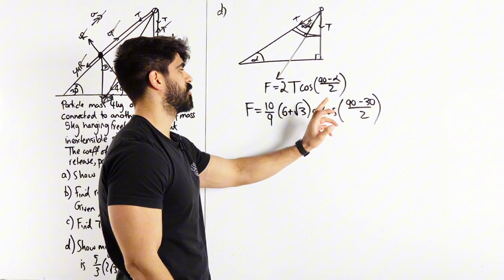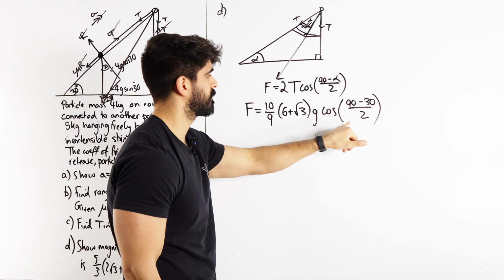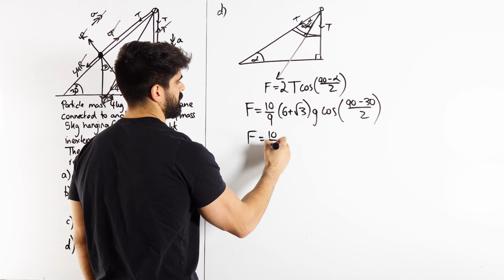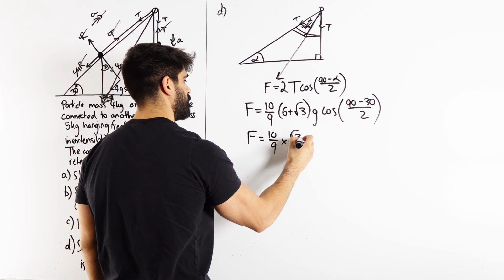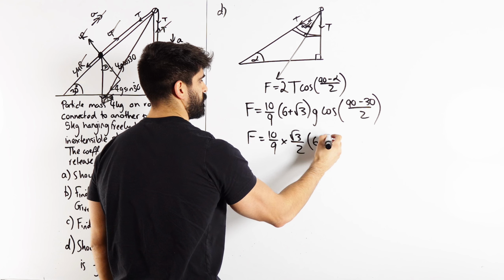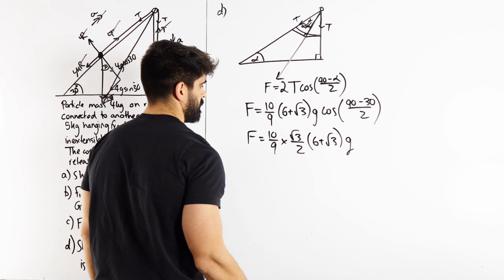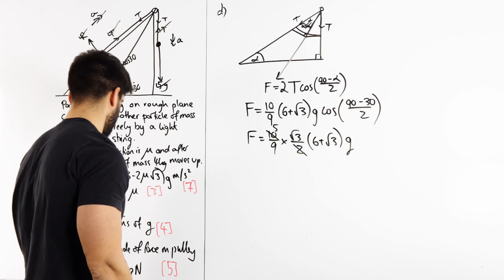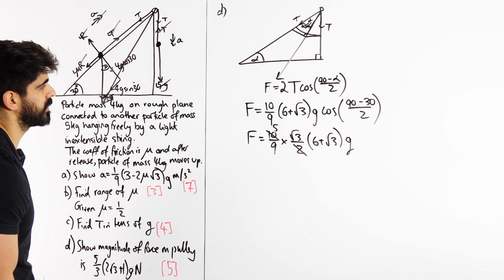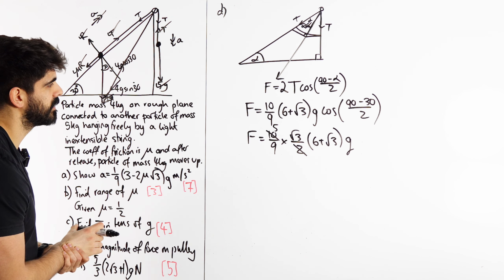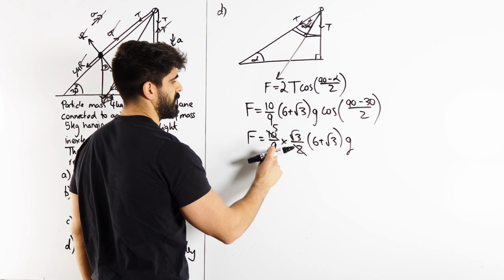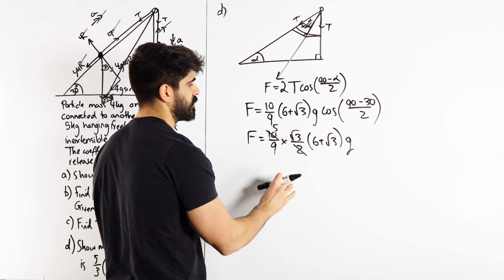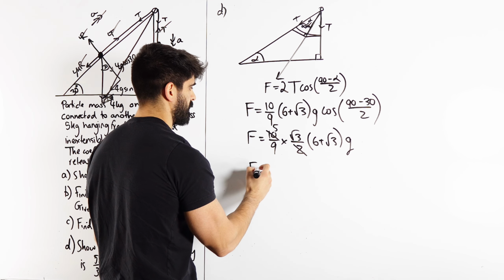So, what is this? Cos of 60 over 2. This is cos of 30. Cos of 30 is root 3 over 2. So, F is 10 over 9 times root 3 over 2, times 6 plus root 3 g. The 2 cancels the 9, 2 cancels 10, 5, root 3. Now, just looking at their answer, they just have 5/3. It looks like they multiplied in the root 3, because we have 5/9 root 3. So, I mean, there's many ways we can do this. I'm just going to multiply in the root 3 and then factorize out the 3 after.